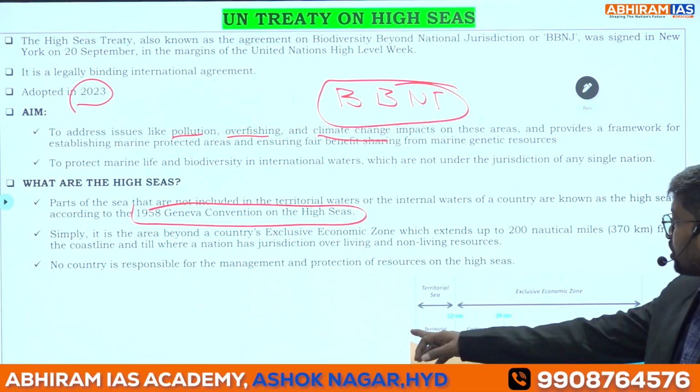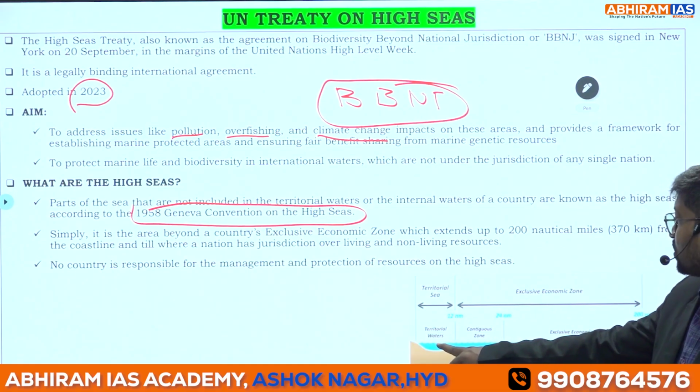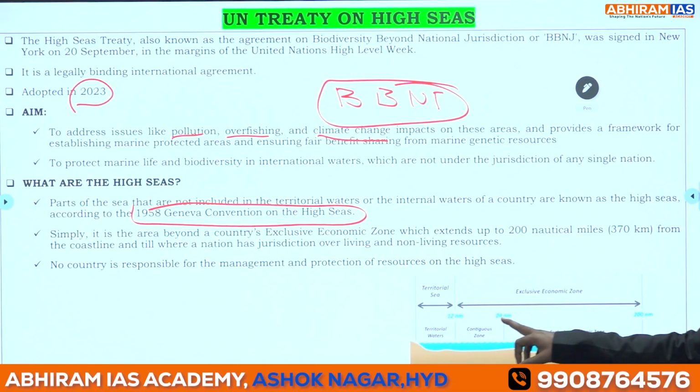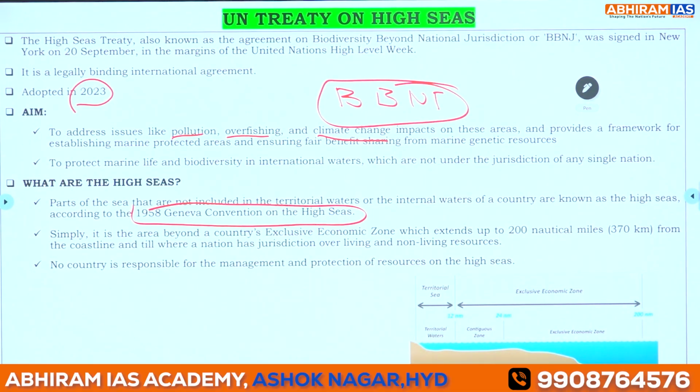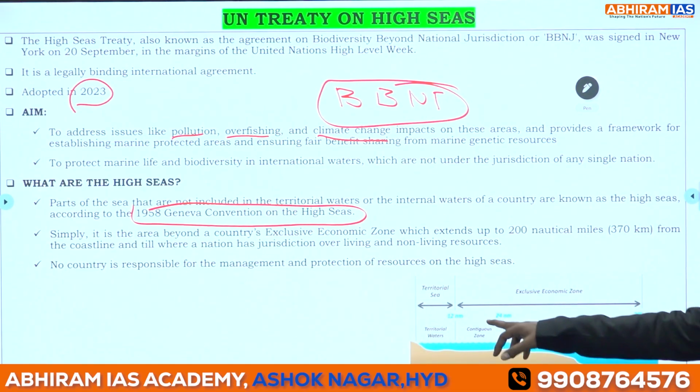Now you see these are coastal waters, this is territorial sea, up to 12 nautical miles. Next to 12 nautical miles will be contiguous water. After that, 200 nautical miles will be the exclusive economic zone. You understand my point? So you should be clear with respect to this concept. The first 12 miles is territorial waters, the next 12 miles is contiguous water. From where does the exclusive economic zone start? From contiguous water or territorial waters? Territorial waters.